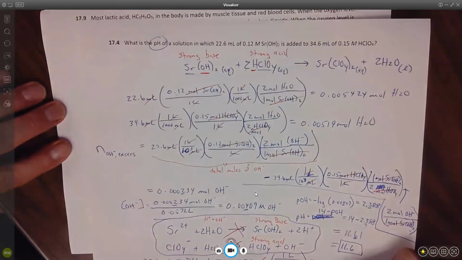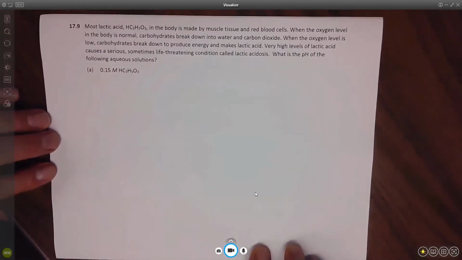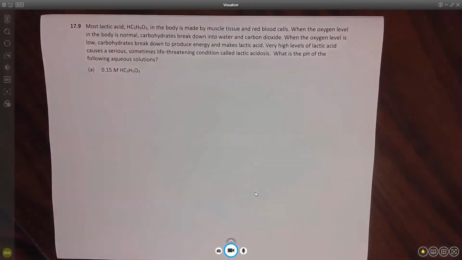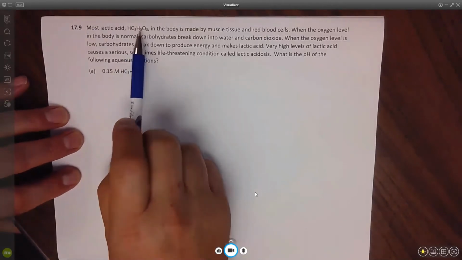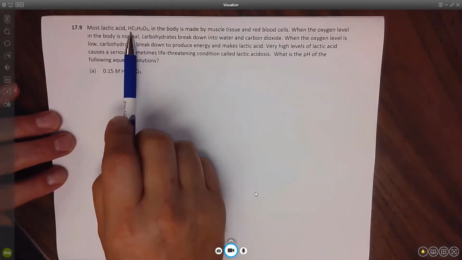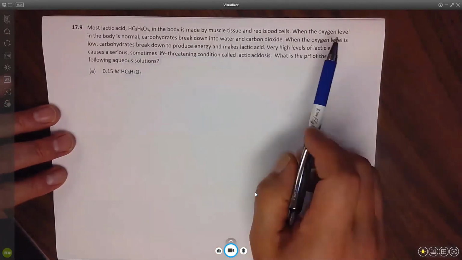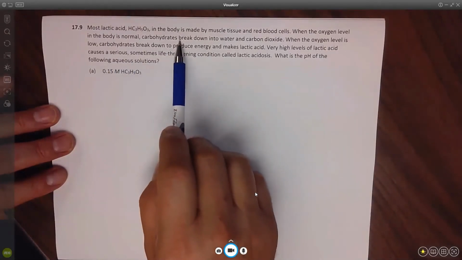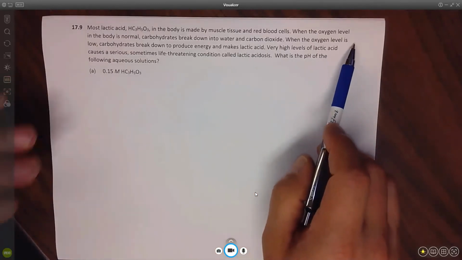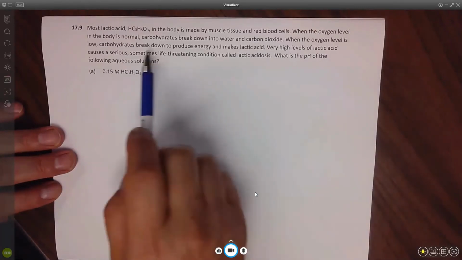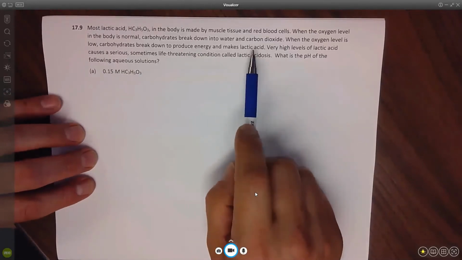Okay, so let's try another one. So this is number 9 from chapter 17. It says most lactic acid, which is HC3H3O3, so we can see it's monoprotic, so it only has a single acidic proton. Most of lactic acid in the body is made by muscle tissue and red blood cells. When the oxygen level in the blood is normal, carbohydrates break down into water and carbon dioxide. When the oxygen level is low, carbohydrates break down to produce energy and make lactic acid.